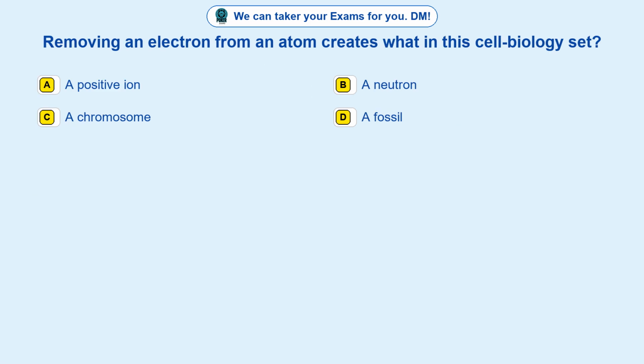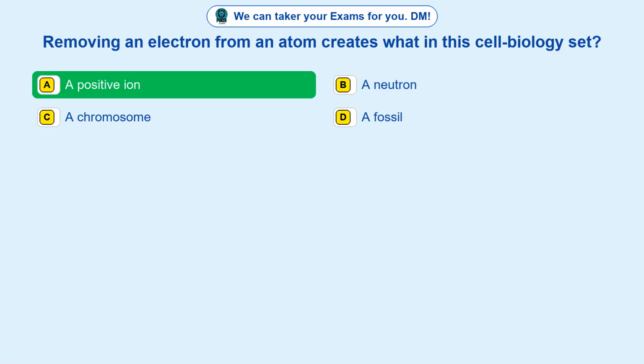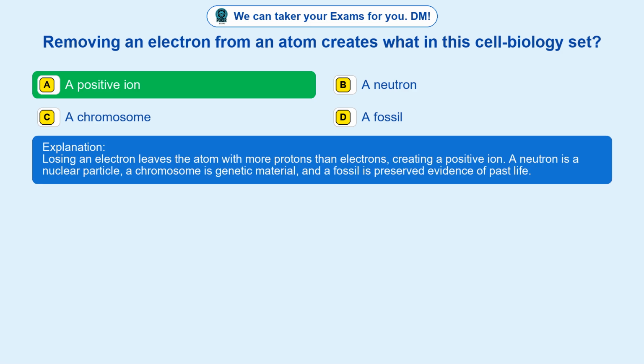Question 49. Removing an electron from an atom creates what in this cell biology set? Option A. A positive ion. Option B. A neutron. Option C. A chromosome. Option D. A fossil. The correct answer is option A. A positive ion. Losing an electron leaves the atom with more protons than electrons, creating a positive ion. A neutron is a nuclear particle, a chromosome is genetic material, and a fossil is preserved evidence of past life.